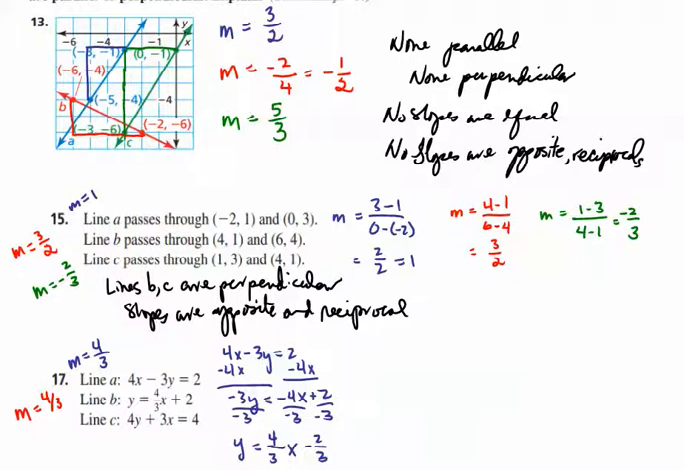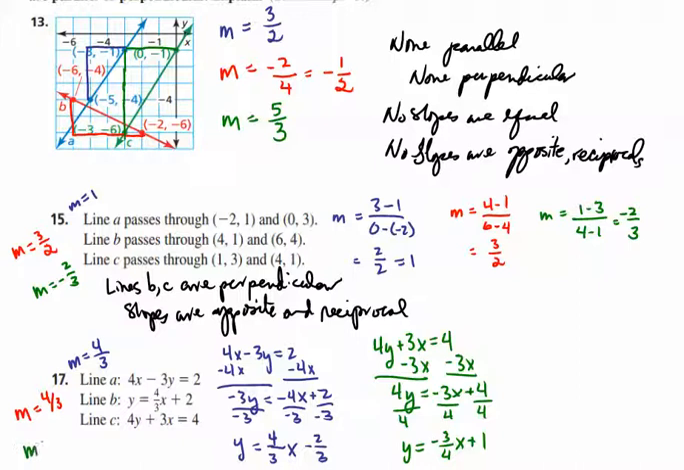Line C, we have 4y plus 3x is equal to 4. Subtract 3x, we get 4y is equal to negative 3x plus 4, divide by 4, we end up with y is equal to negative 3/4 x plus 1. So the slope of line C is negative 3/4. From this we can see lines A and B are parallel. Then lines A and C and B and C are perpendicular.